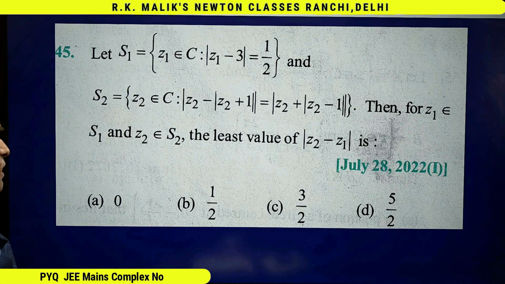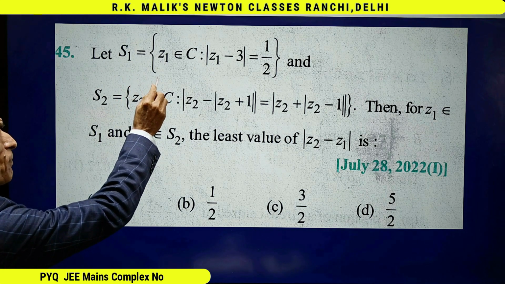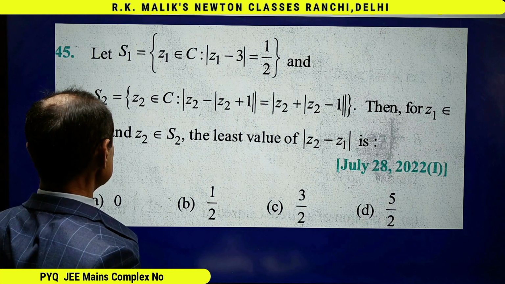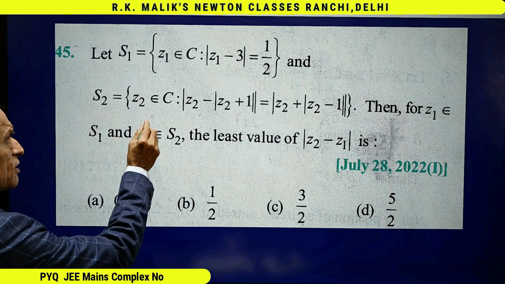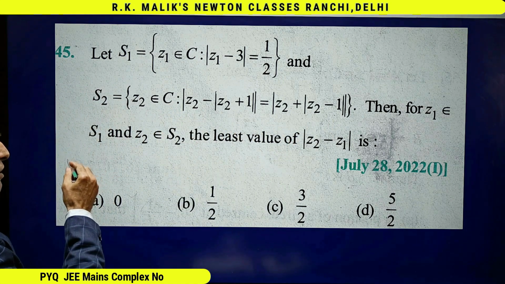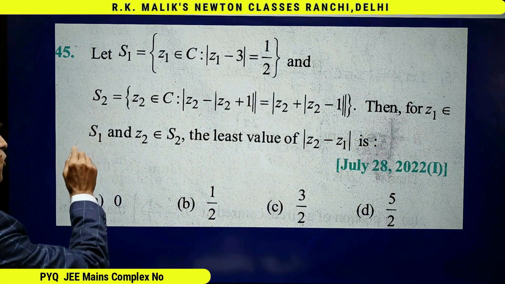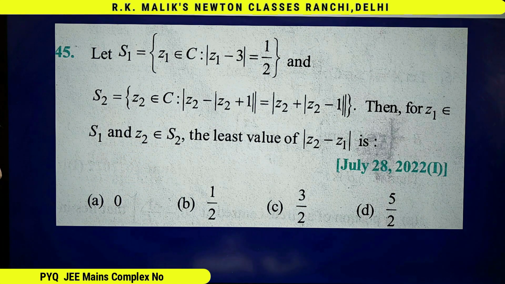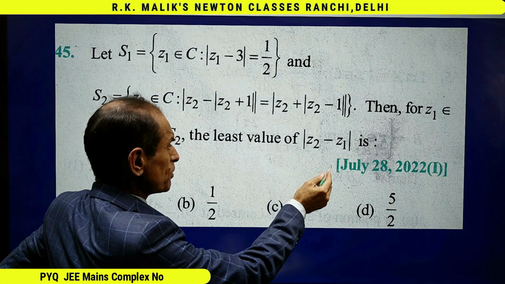In this question, it is given that let S1 equal to the set of complex numbers such that mod of Z1 minus 3 equal to 1 by 2 and S2 represent the set of complex numbers such that this condition is true, and supposing Z1 is a complex number belonging to S1, Z2 is a complex number belonging to S2, you have to find the minimum value of mod of Z2 minus Z1.